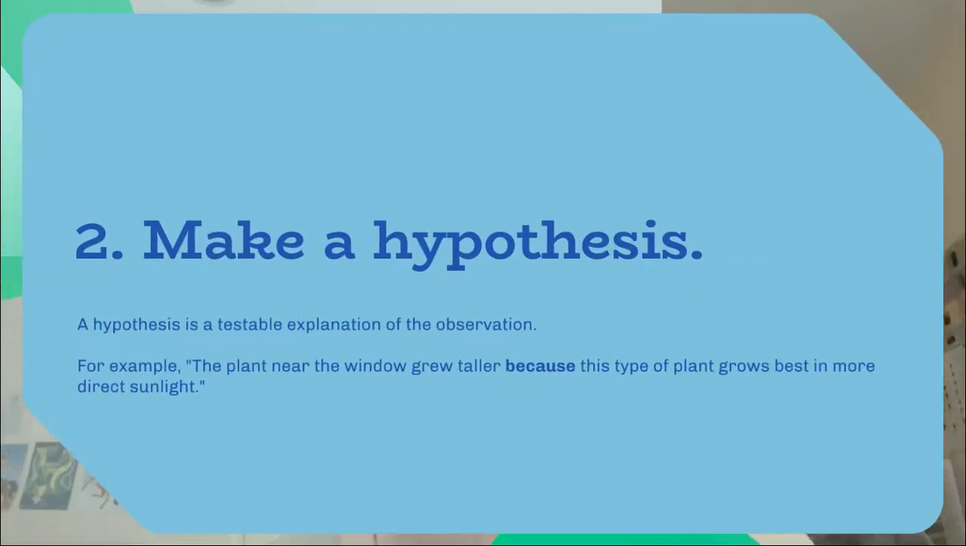So the next step is to make a hypothesis. So you can come up with a sentence using the word because that explains this observation that you have. For example, the plant near the window grew taller because this type of plant grows best in more direct sunlight.